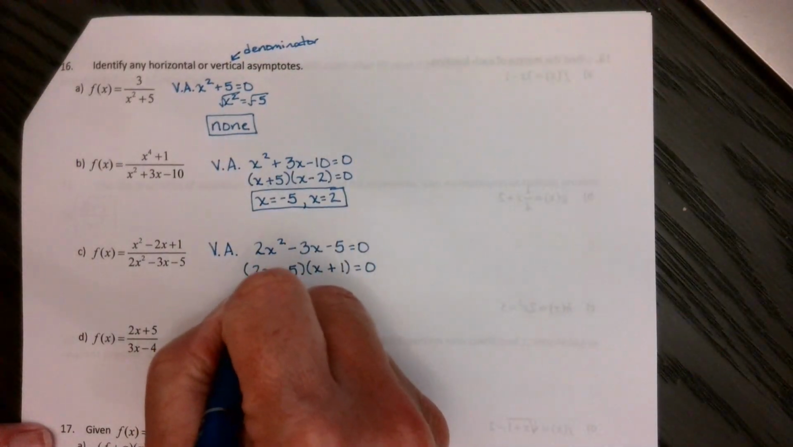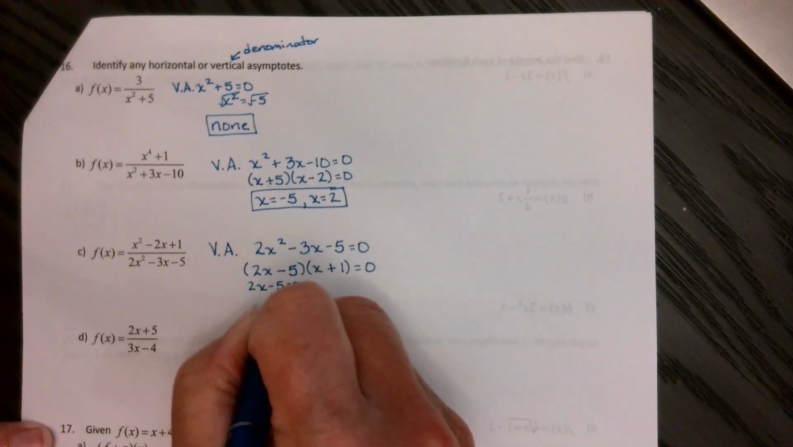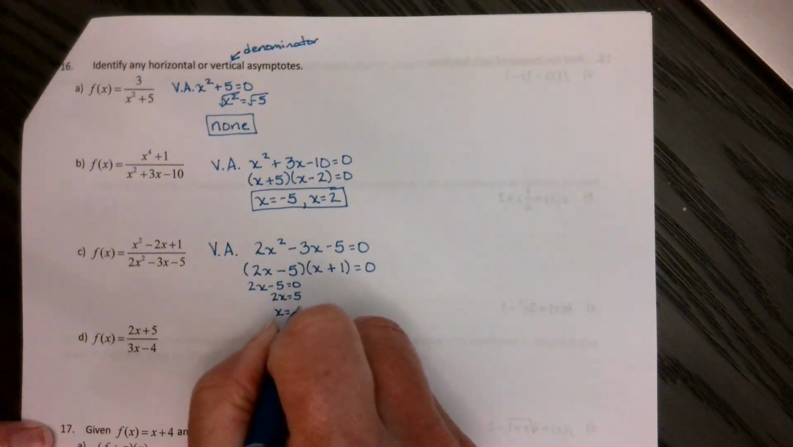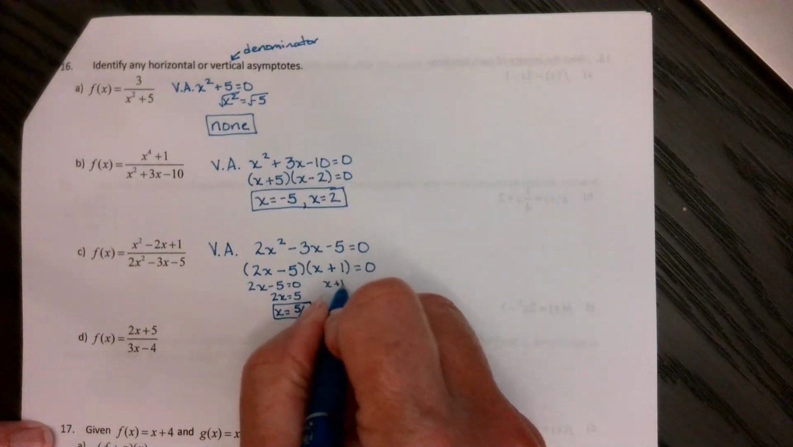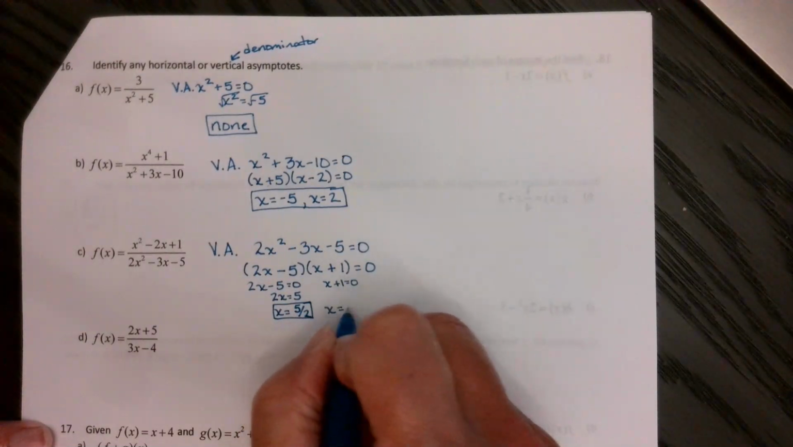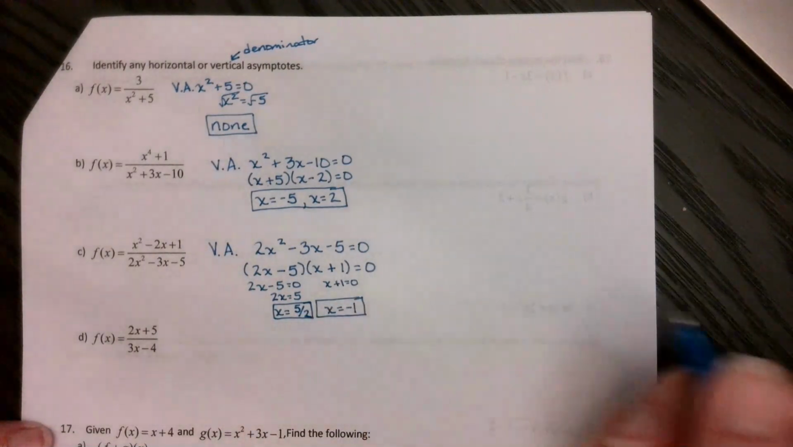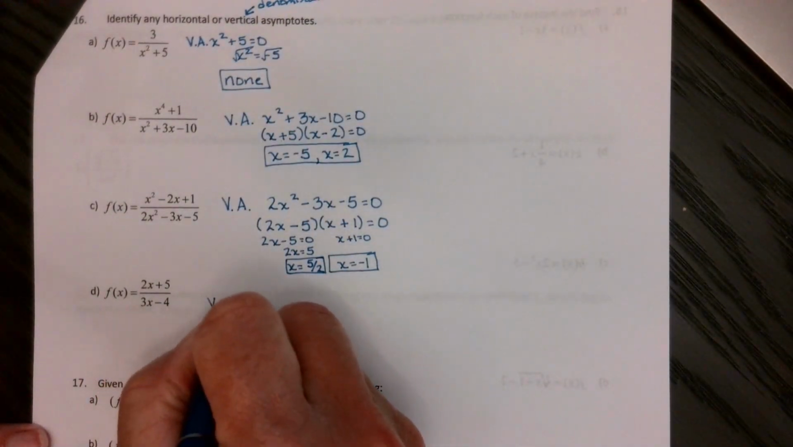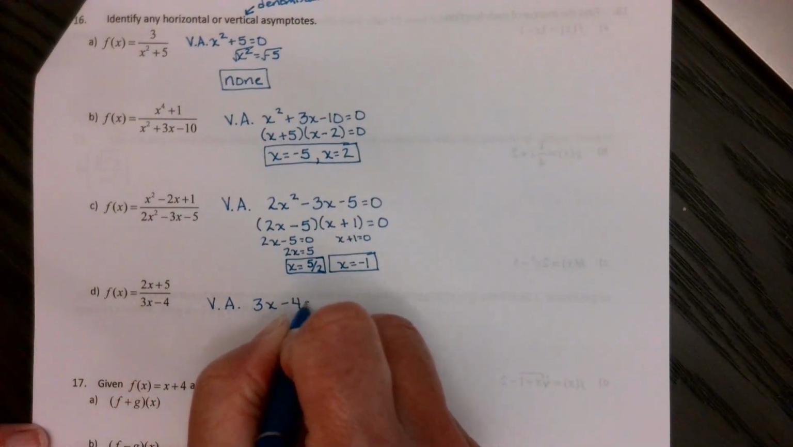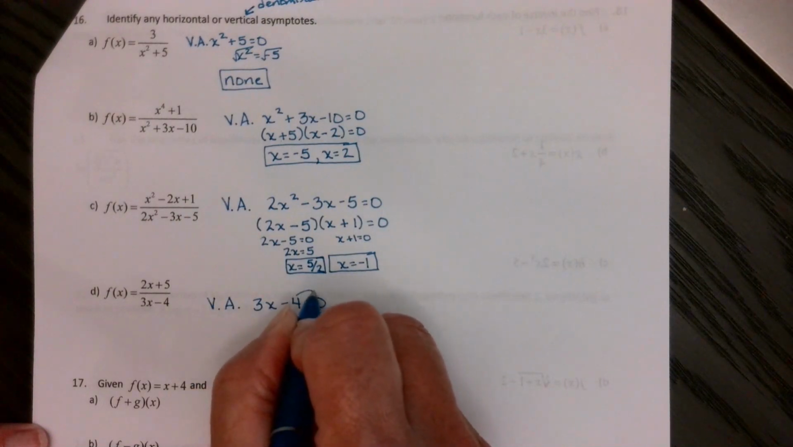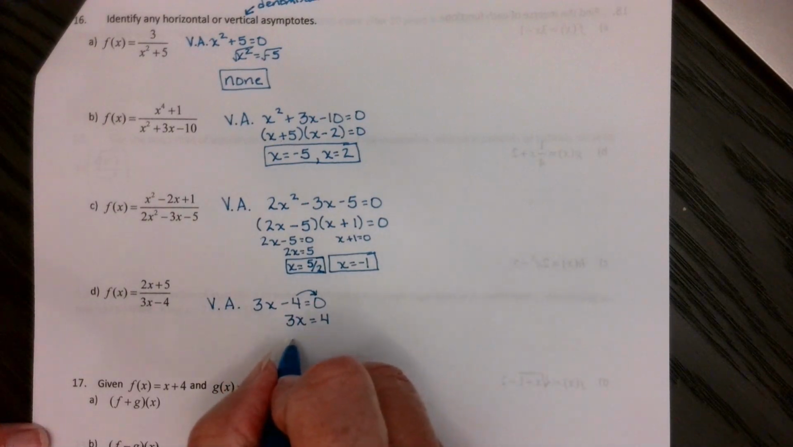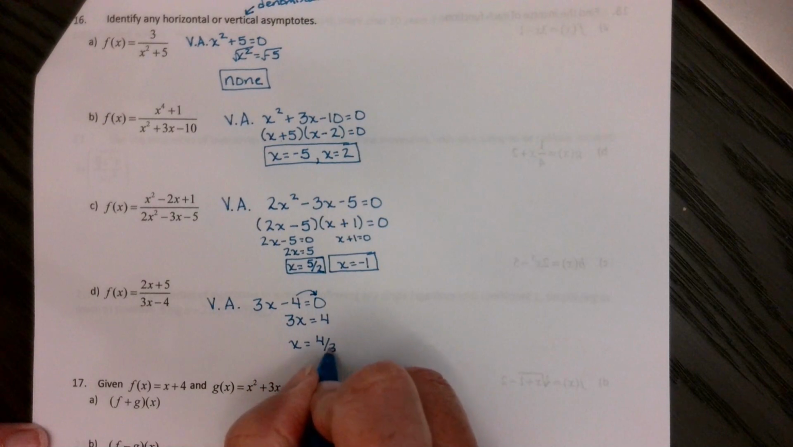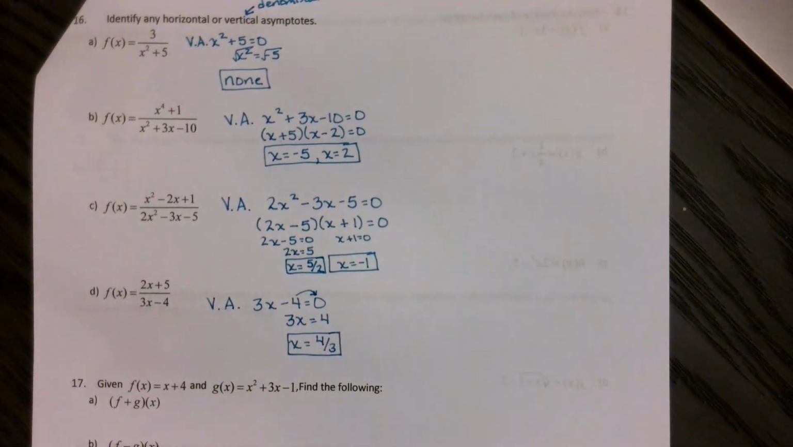You take both of these and set them equal to 0. You add 5 to the other side and divide by 2, and you get x equals 5 halves, or 2.5. That's one of them. Here you just take x plus 1, set it equal to 0, subtract 1, and you get x equals negative 1. So you have this one as well. And for this one, all you have to do for your vertical asymptote is take your denominator, set it equal to 0, add 4 to the other side, and you get 3x equals 4. Now you divide by 3, and you get x equals 4/3. So you'll have 1 vertical asymptote.